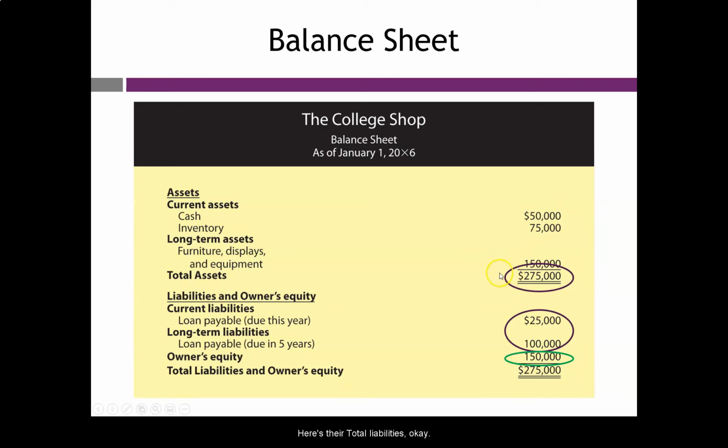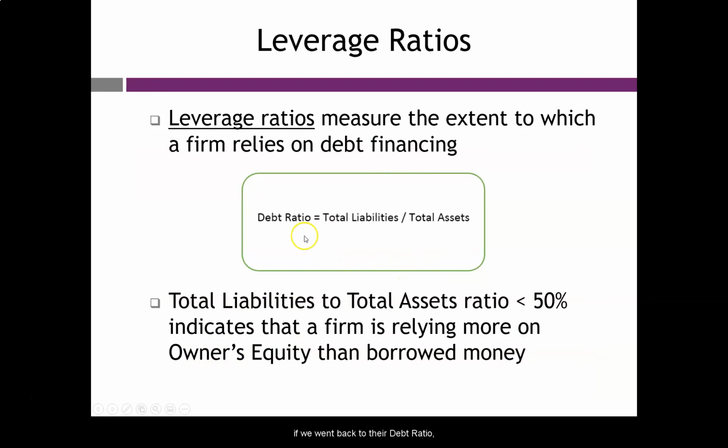Okay, here's their total liabilities, 100 plus 25. Their current liabilities are 25,000, long-term 100, so they have 125,000 in total liabilities. Their assets are 275. So, if we went back to their debt ratio, we know it would be 125,000, their liabilities, over 275,000, their total assets, and that gives them a debt ratio of 0.45. 125,000 divided by 275,000, 0.45. That good or bad?